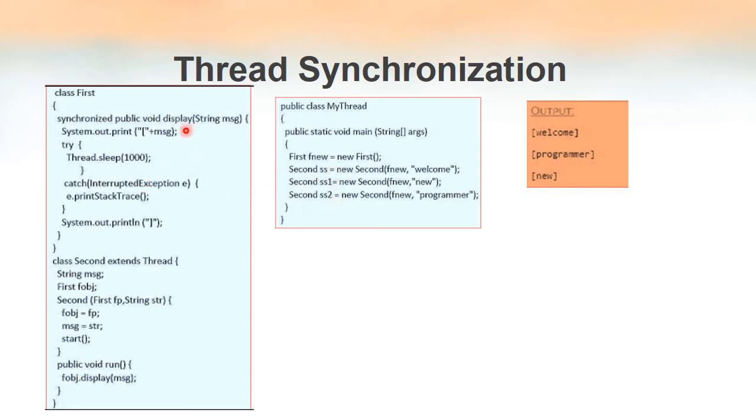We cannot specify the order in which the threads have to access the method. The only thing is, if one thread is accessing this method, the remaining threads will have to wait. So here the output that I got is "welcome programmer new". Even though I wrote "welcome new programmer", the output that I got was "welcome programmer new" when I ran the program for the first time.